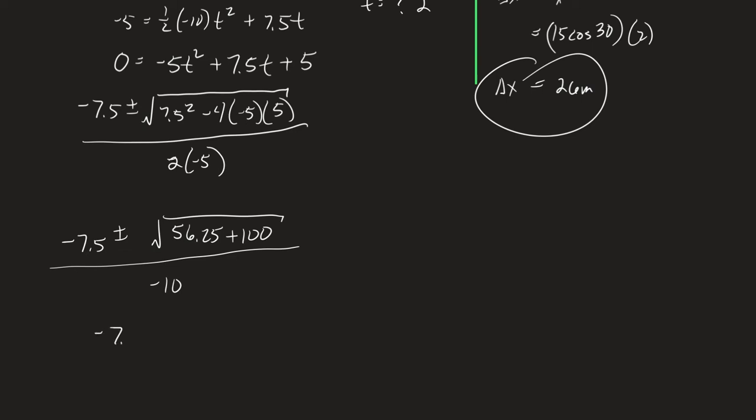So negative 7.5 plus or minus 12.5, divided by negative 10, which is going to be negative 20 divided by negative 10, or 12.5 minus 7.5, 5 divided by negative 10.